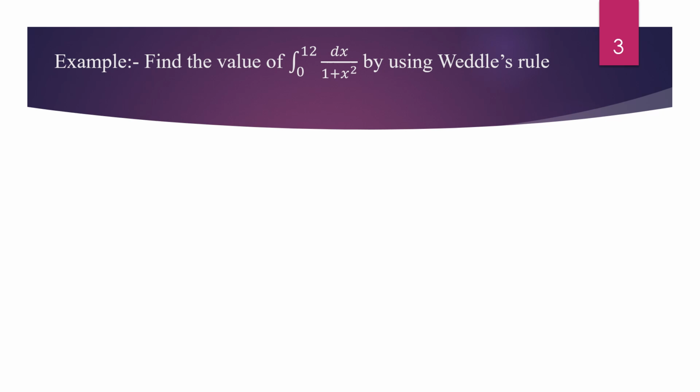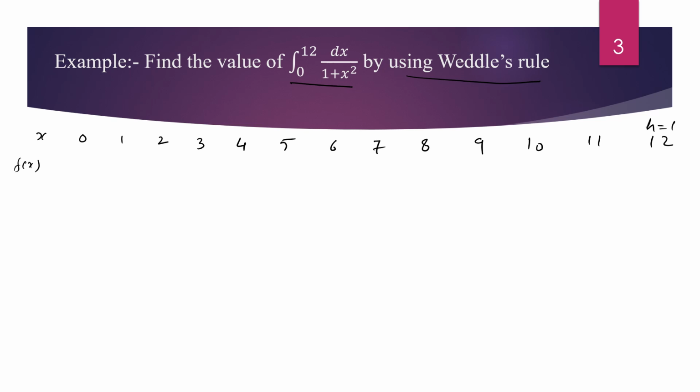Now to find the value of the integration by using Weddle's rule, I am using the partition n equal to 12. So x is equal to 0, 1, 2, 3, 4, 5, 6, 7, 8, 9, 10, 11 and 12, because the limit of the given function is from 0 to 12. So I have considered h equal to 1 and the partition is 12 for x.